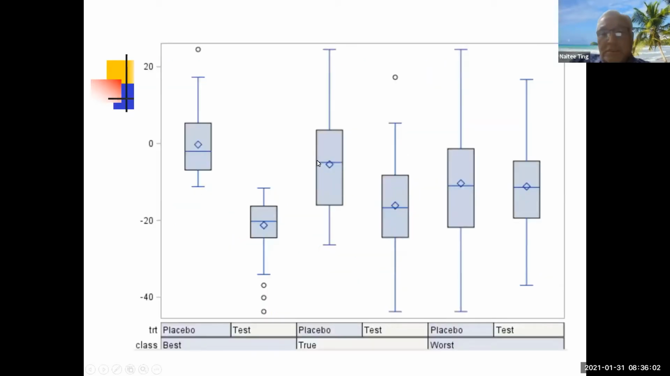So this is a group of simulated data. Suppose I want to develop a drug to lower blood pressure, and the test drug lowers blood pressure more than the placebo. That's my simulated data, all right?